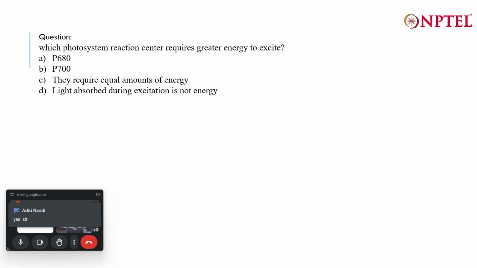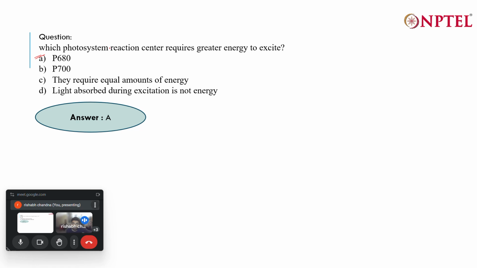Which photosystem reaction center requires greater energy to excite? Okay, so both said A. So yes, the correct answer is A. And the reason is because 680 is the wavelength that it requires for the activation.